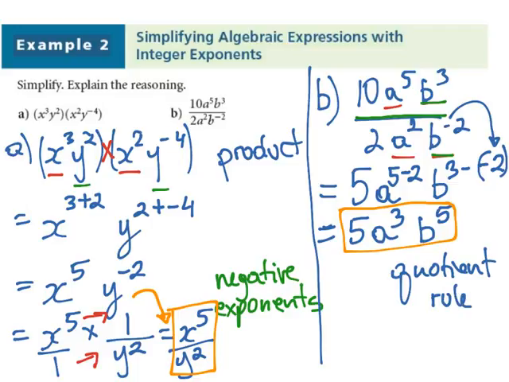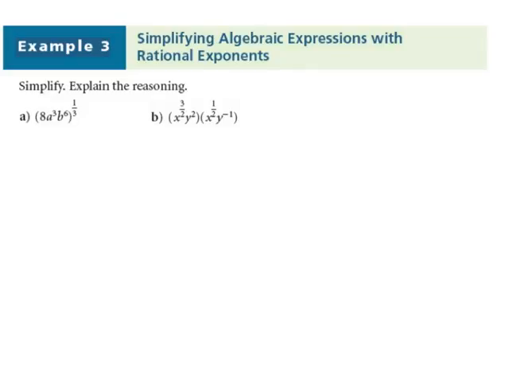Let's take a look at a different example. In this example, we're going to simplify and explain the reasoning. In this case, in A, the only difference is that we're going to be dealing with fractions for our exponents.